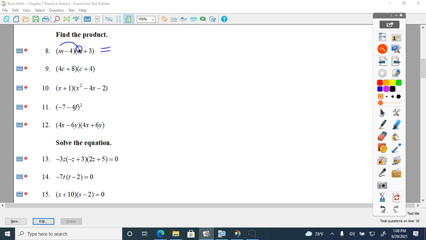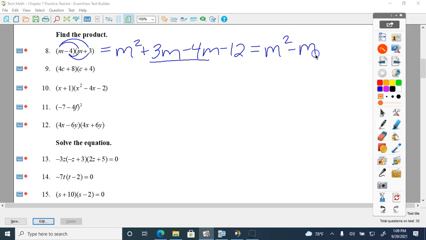But m times m is m squared. M times 3 is 3m. Negative 4 times m is negative 4m. And negative 4 times 3 is negative 12. And then you add your like terms right there. So that'll be m squared minus m minus 12. Okay? Good, Sarah? Awesome.